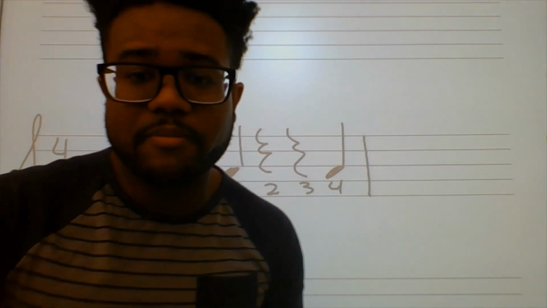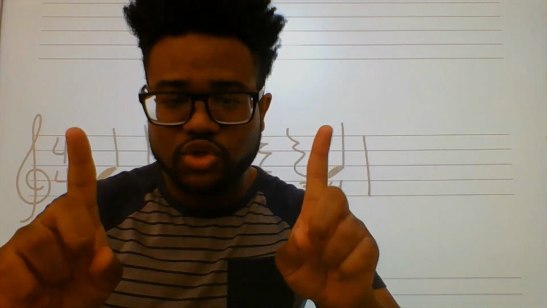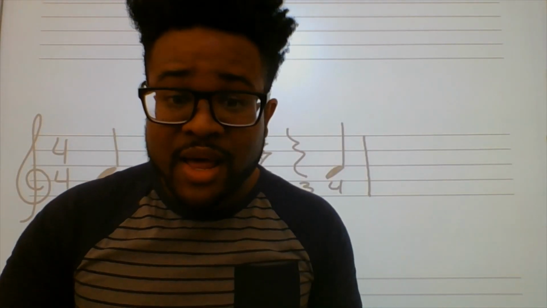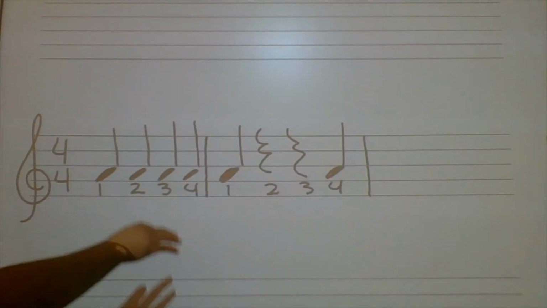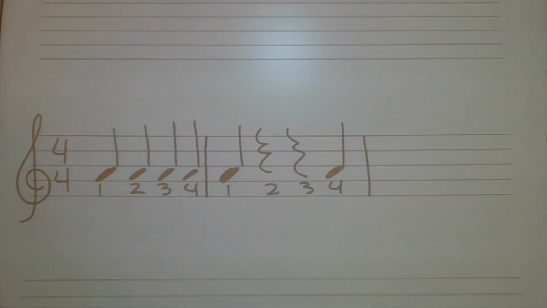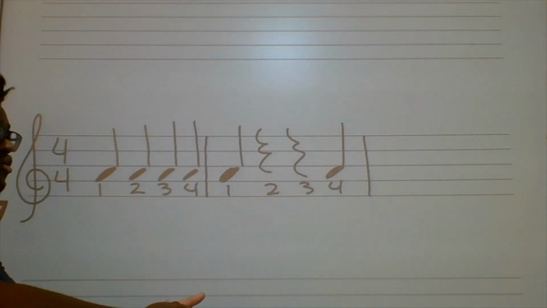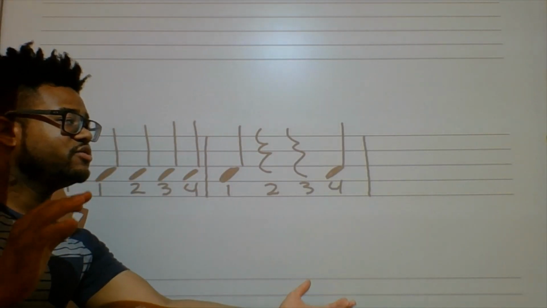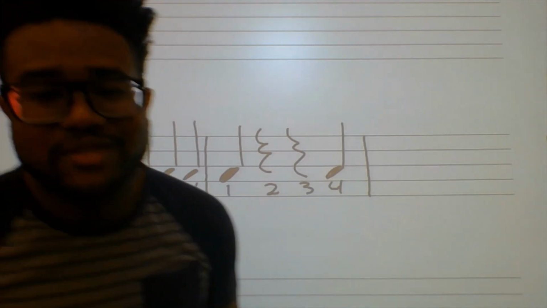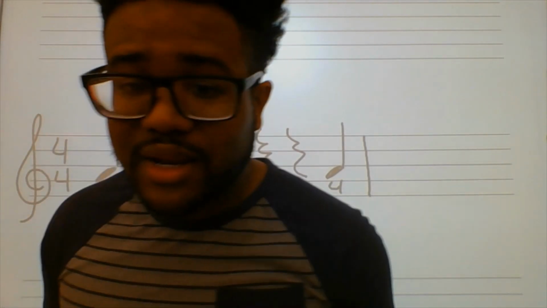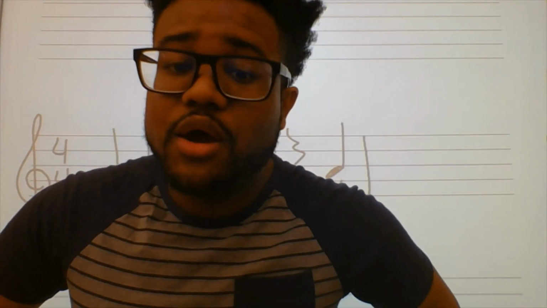Now we're going to put measure number 1 and measure number 2 together. All right, let's do it. 1, 2, ready, go. 1, 2, 3, 4. Did you do it like that? Well, if you did it like that, you did it exactly right.